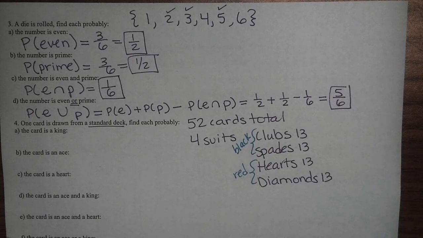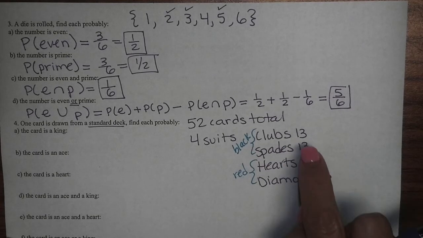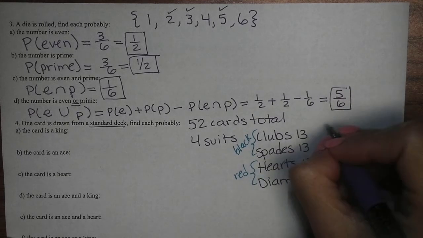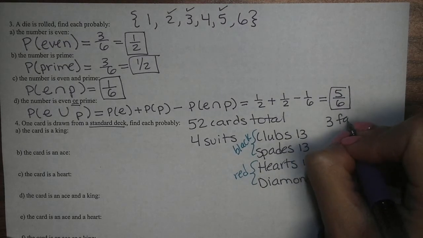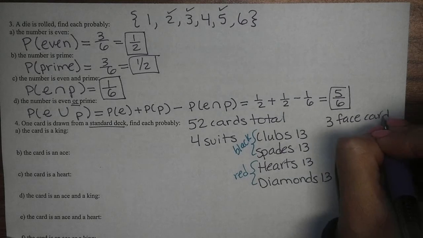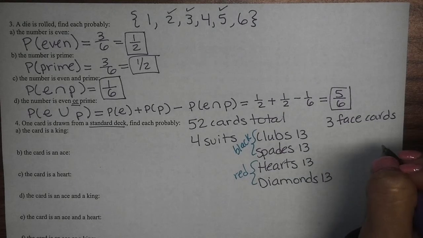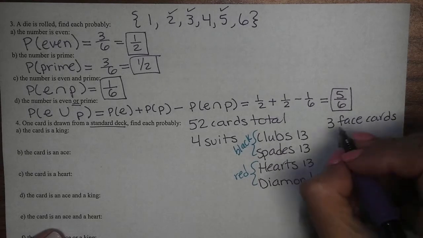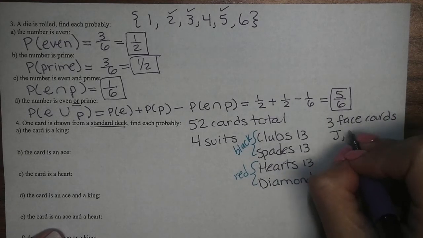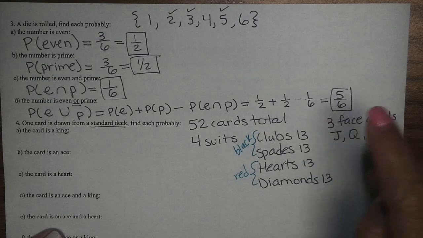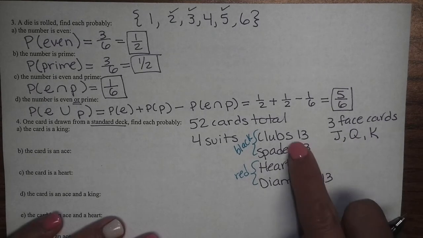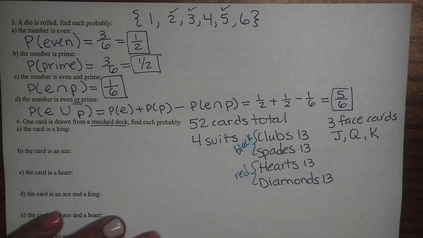Then you also need to know that out of those 13 cards in each suit, 3 of them are called face cards. 3 face cards, because when you look at the cards they have a little face, like a person's face on it, and the face cards for each of those suits are the jacks, queens, and kings. So the jacks, queens, and kings, those have little faces, so they're called face cards. So all of these suits have 3 face cards.